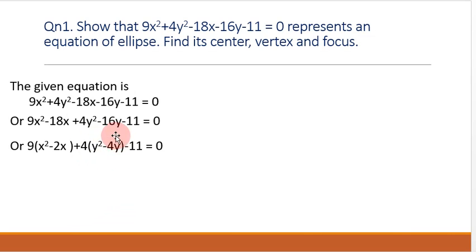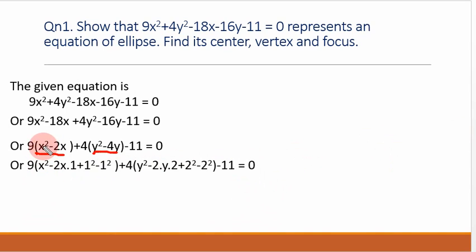Then we make the square of this term, and the square of this term also. That means we convert this into the form of x minus h whole square and this into the form of y minus k whole square. So remember these terms. How do we do this? Look here. We know that a minus b whole square equals a square minus 2ab plus b square. So we make that form.